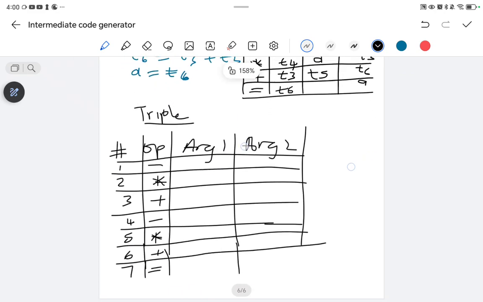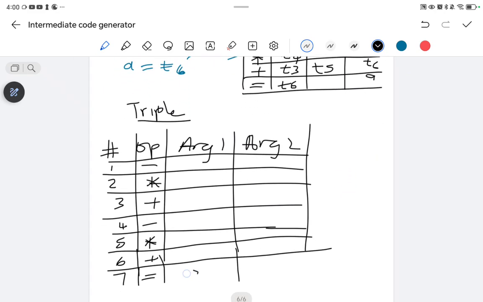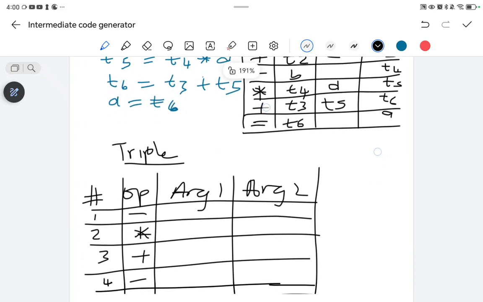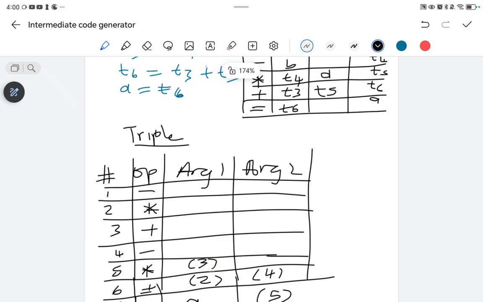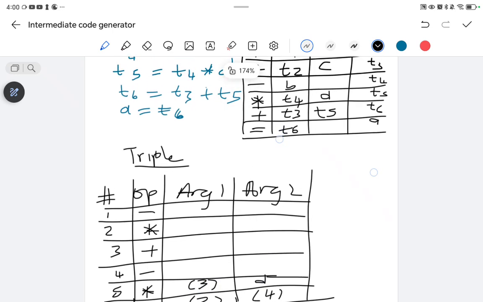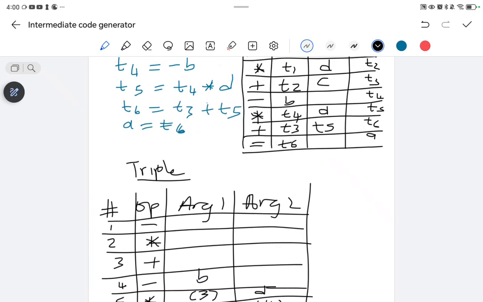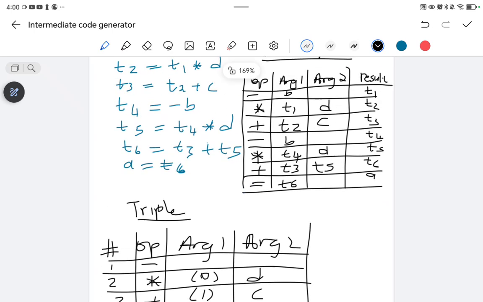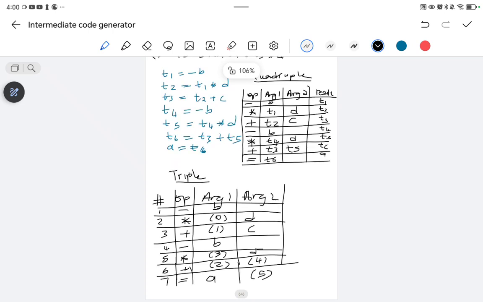So I know here that on T6, I'll put A here, and T6 will be covered by 5. Then T5 will be covered by 4, T3 by 2, T4 will be covered by 3, D will remain as it is, B, T2 will be covered by 1, T1 will be covered by 0, D, B. Then that is our triple. Any question?